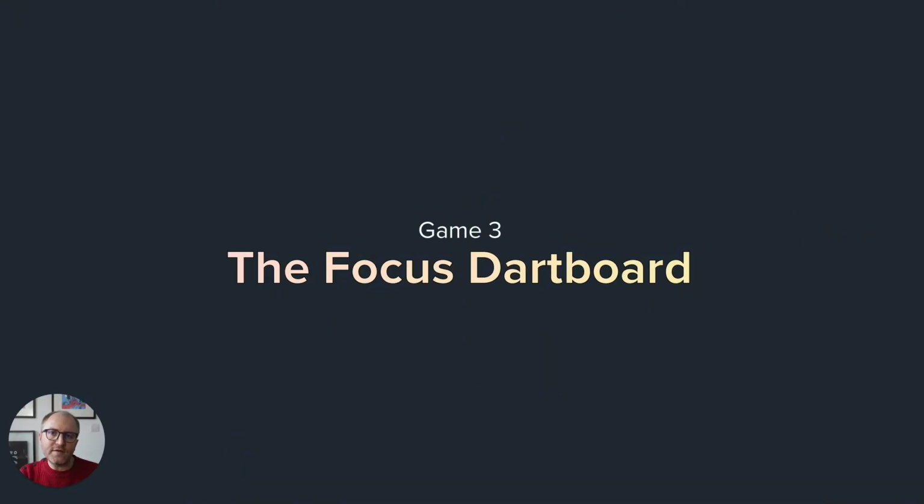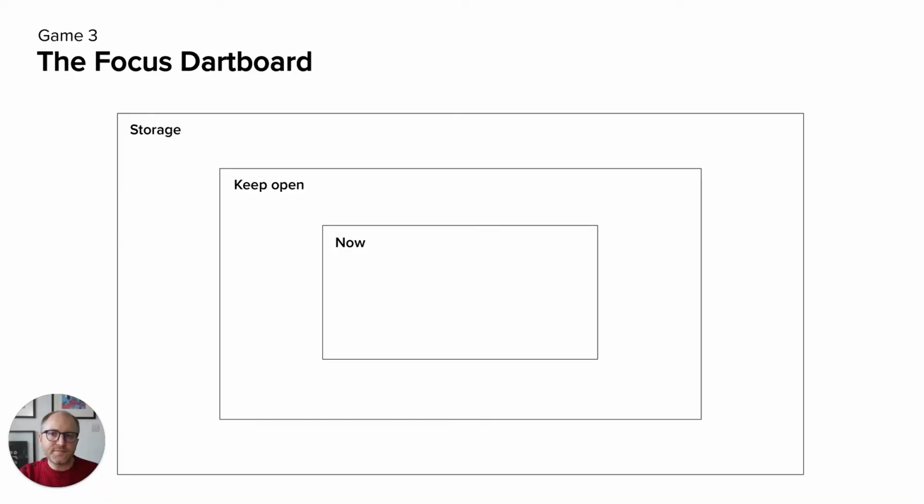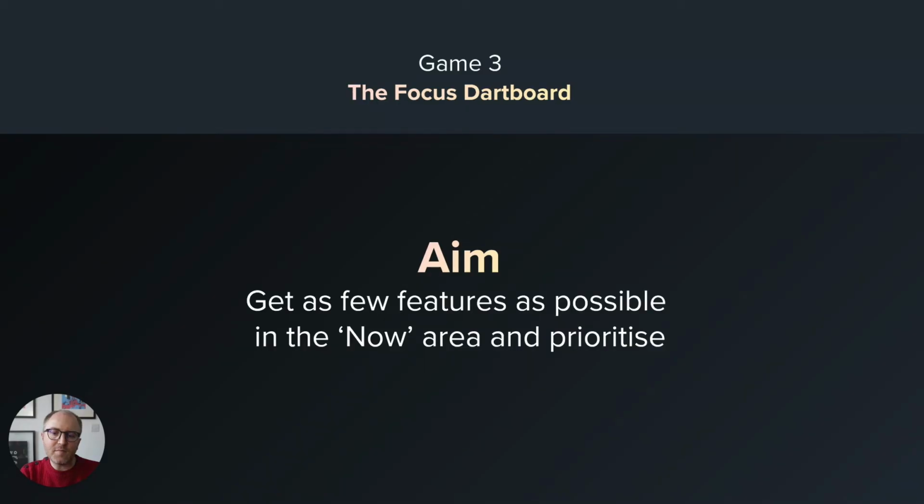The third and final game, the focused dartboard. This is where everything comes together. So on our board we want to create a view like this with 3 squares, one inside the other, a bit like a Russian doll. And now in the middle is where we're going to place the features from the first games that we want to build first in our MVP.